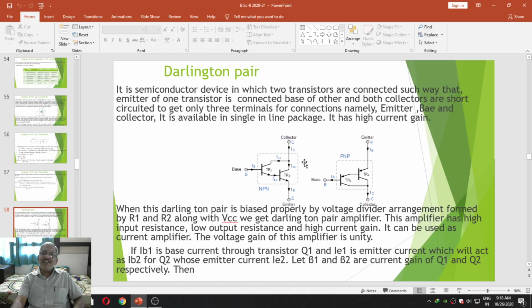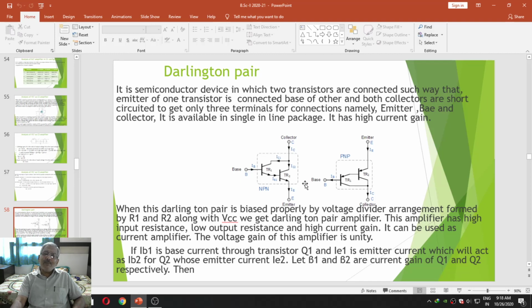So this is another aspect represented by using PNP transistors. Otherwise both are the same, the only difference is that one makes use of a combination of two PNP transistors, and the other makes use of a combination of two NPN transistors. This is what we can call the meaning of Darlington pair.